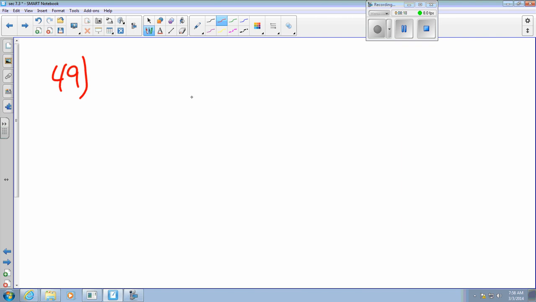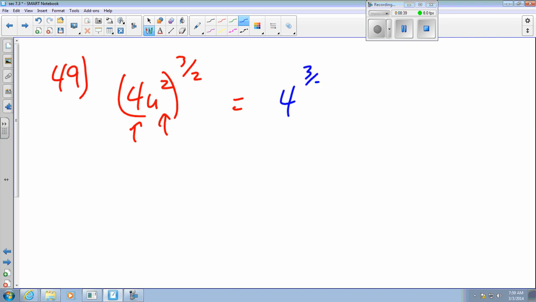And as an afterthought here, it looks like I have question 49 to do. Kind of must have left that one out originally. I have 4u squared, all of it to the 3/2 power. Notice that we have a number and we have a variable. So we have two things that we're taking to the 3/2 power. So I'm going to rewrite that as 4 to the 3/2 power times u squared to the 3/2 power.